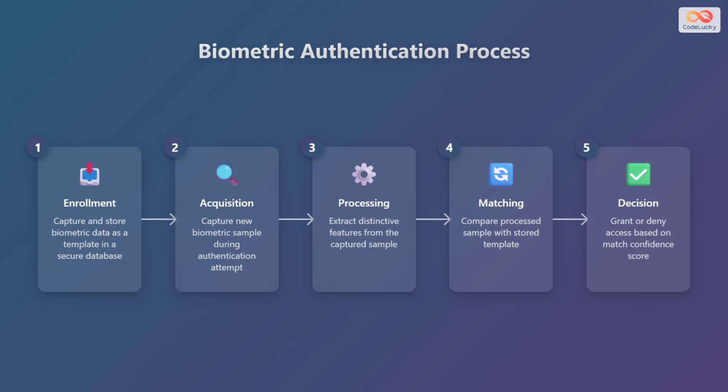After acquisition, the processing stage extracts distinctive features from the captured sample. Then, the matching stage compares the processed sample with the stored template. Finally, a decision is made to grant or deny access based on the match confidence score.